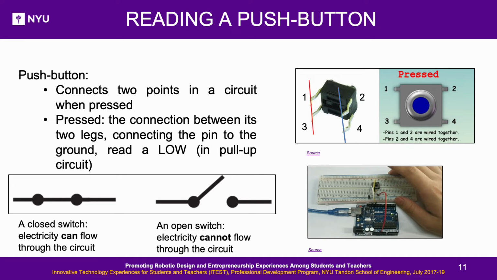A push button has 4 pins in which 2 on each side are connected internally and get in contact when pressed. In the image on the top right corner, pins 1 and 3 are wired together and pins 2 and 4 are wired together. When the button is pressed, the blue and red lines establish a connection. In a closed switch, electricity can flow through the circuit. In an open switch, electricity cannot flow through the circuit.